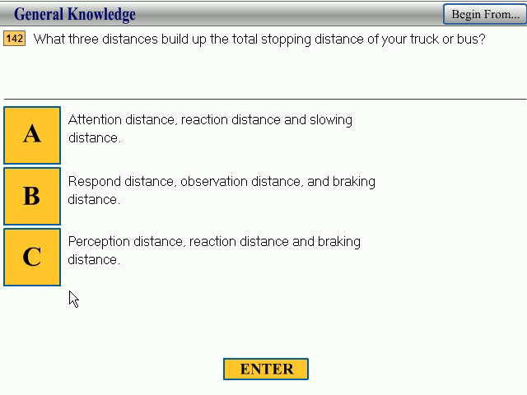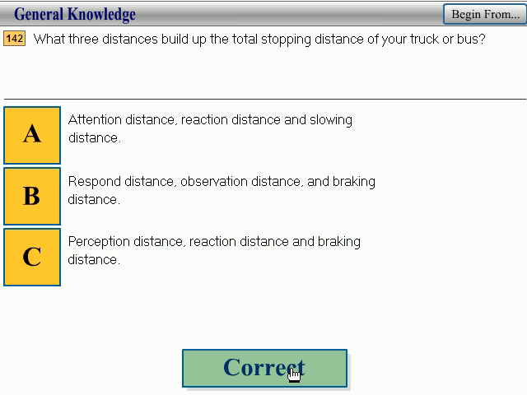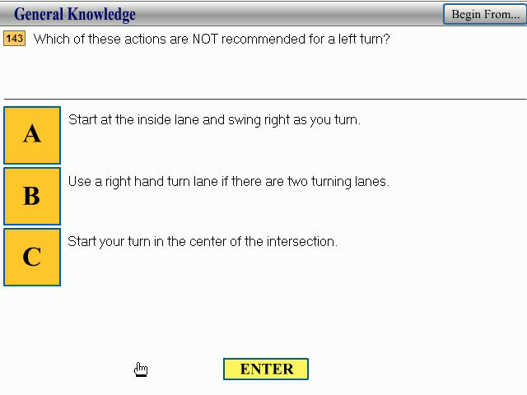I think stopping, so you'd be braking, not slowing. So I suppose it's going to be perception, then reaction, then braking. Seems logical. Let's see if they agree. Do you agree? Is the answer perception distance, reaction distance, and braking distance? Yes, it is correct.